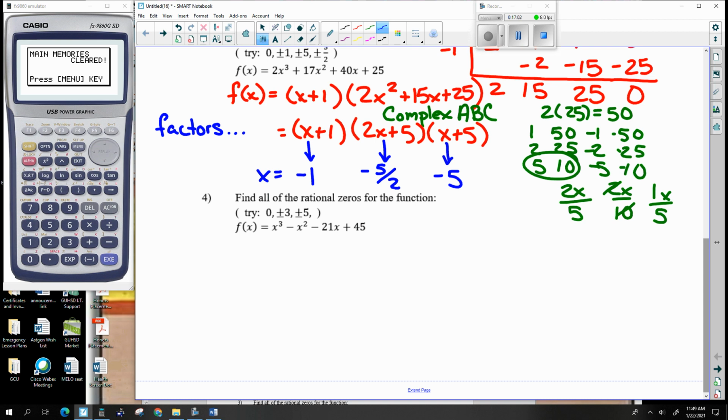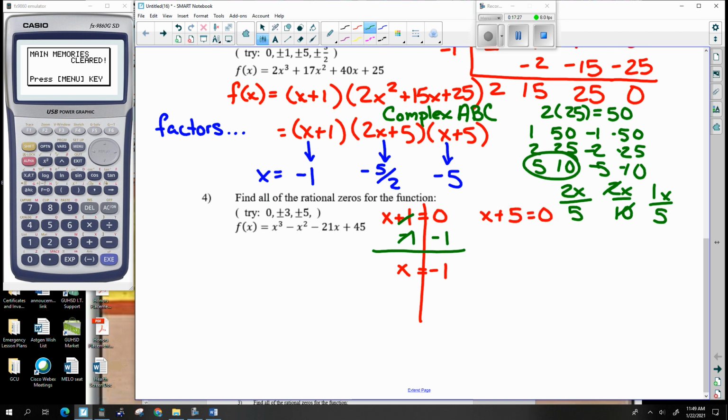Or if you don't feel comfortable with that, what you can do is take any one of these pieces, like for instance, x plus 1, and set it equal to 0, and do some basic math. So x is equal to -1. Or that last one, x plus 5, set it equal to 0. So here I get -5.